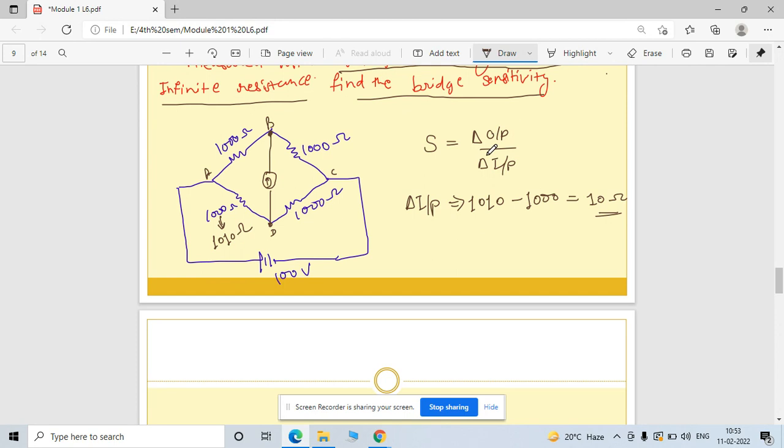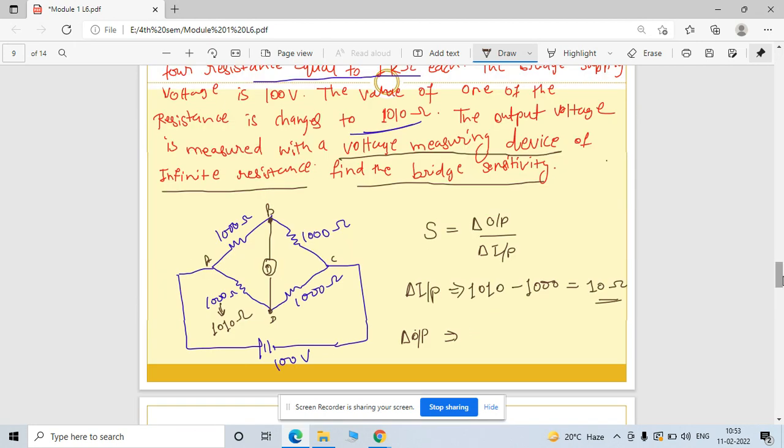Similarly, what is the change in output if I consider it here? Here we need to find out the E, the voltages. The earlier voltage is 0 volt, because this bridge is balanced. Under the balance condition, no current flows through this bridge, or you can say the potentials are the same.